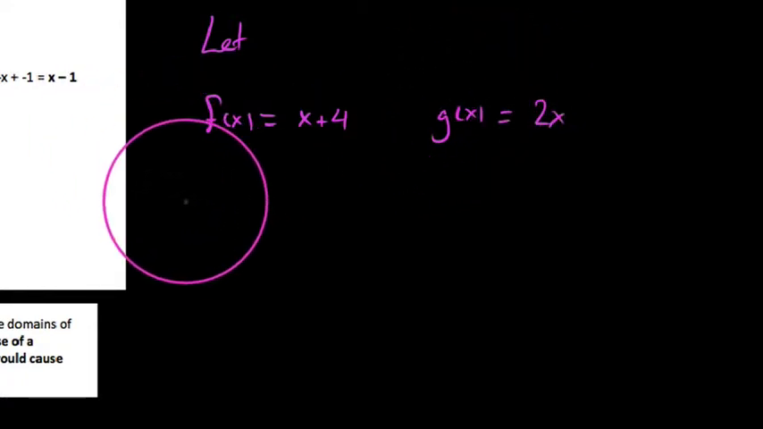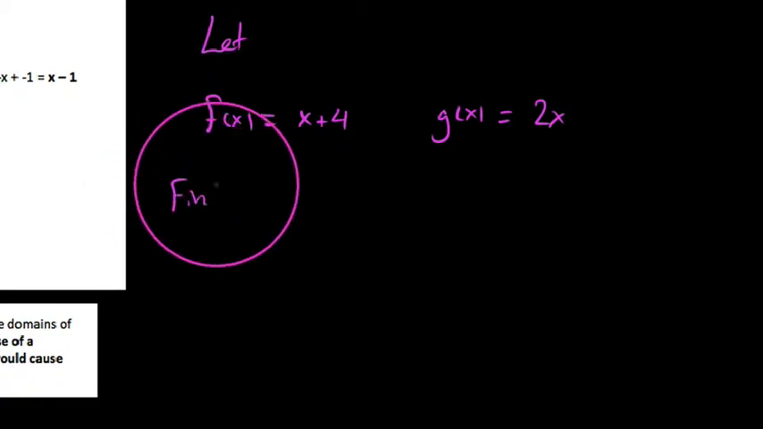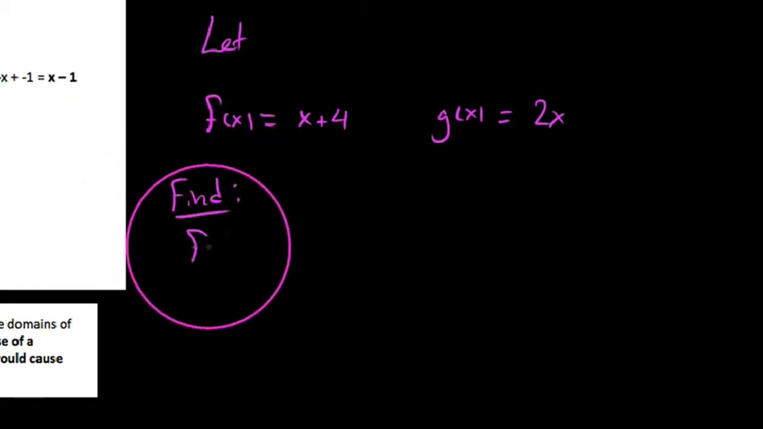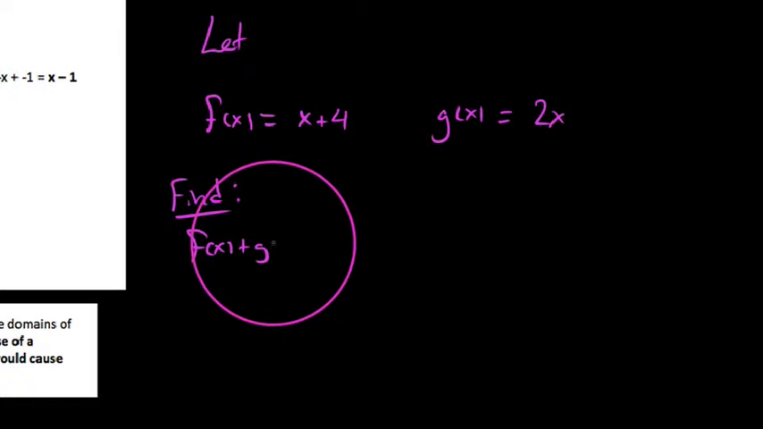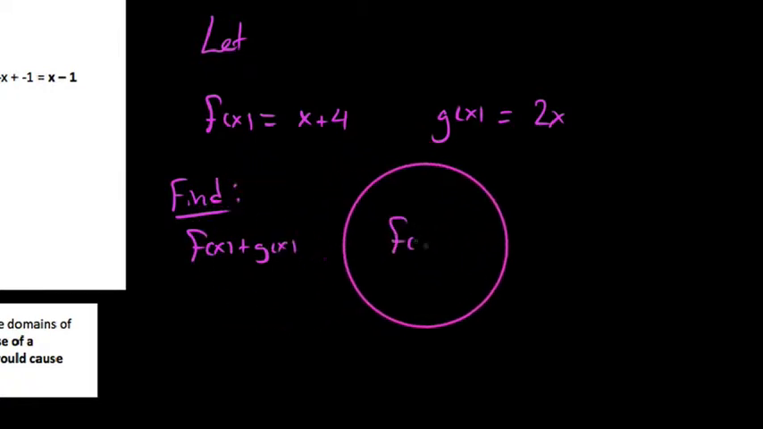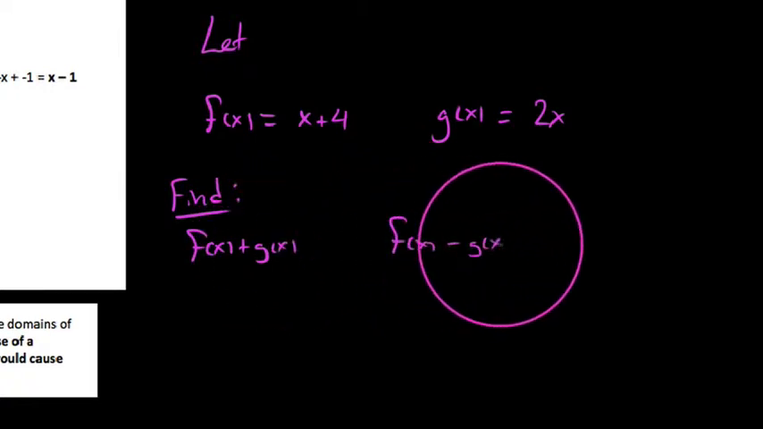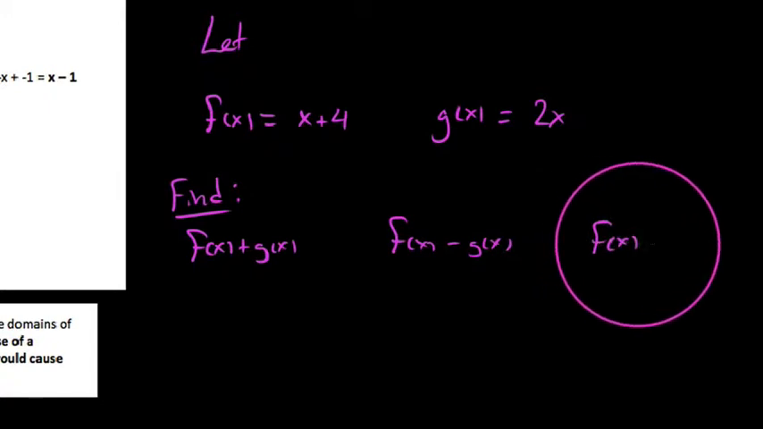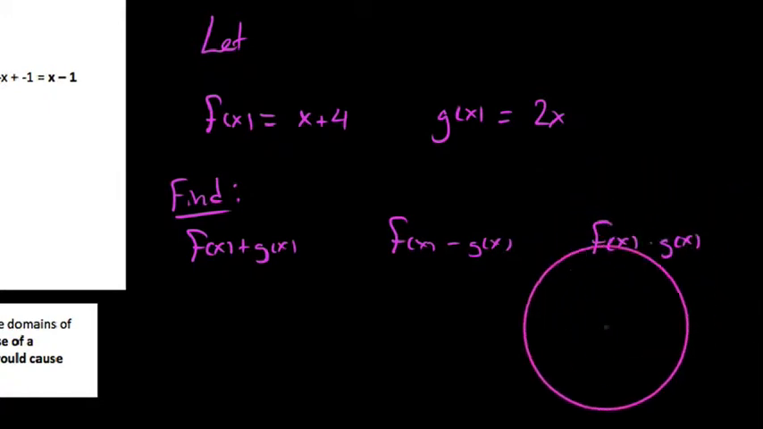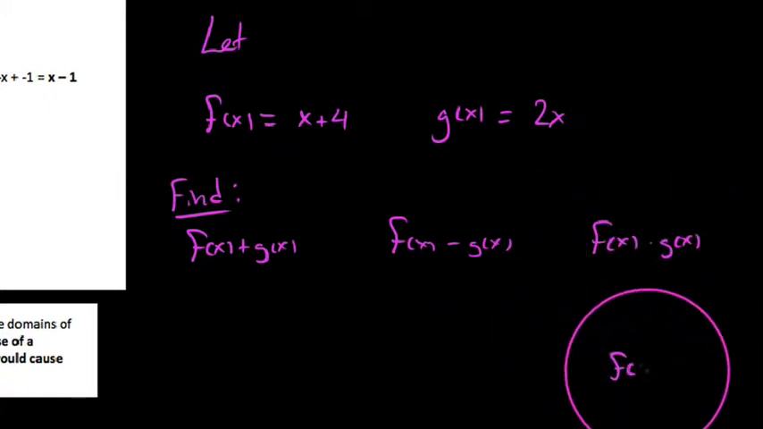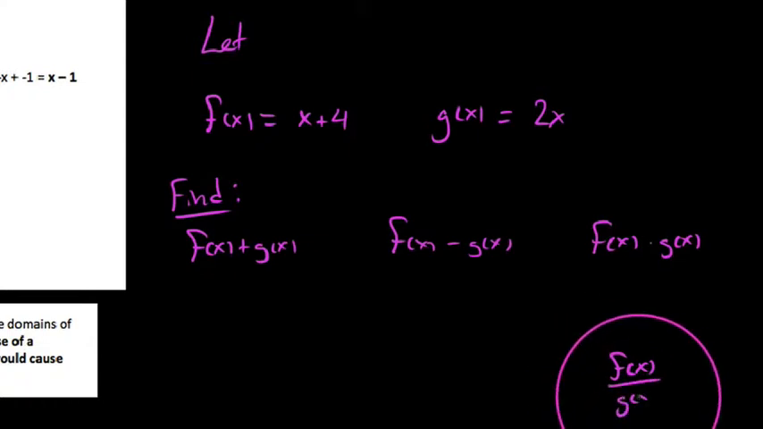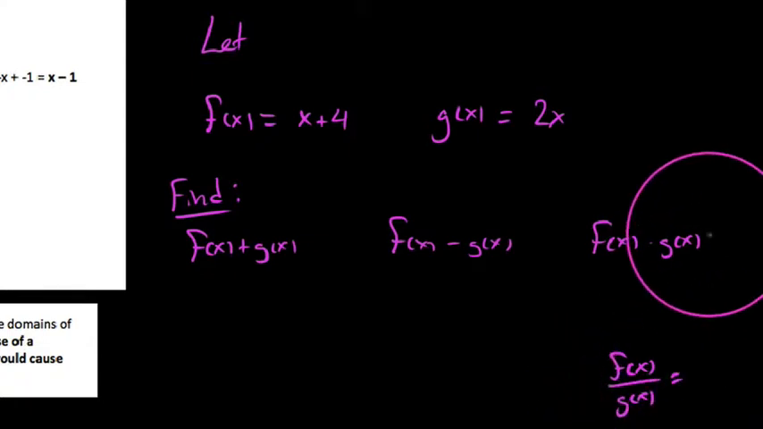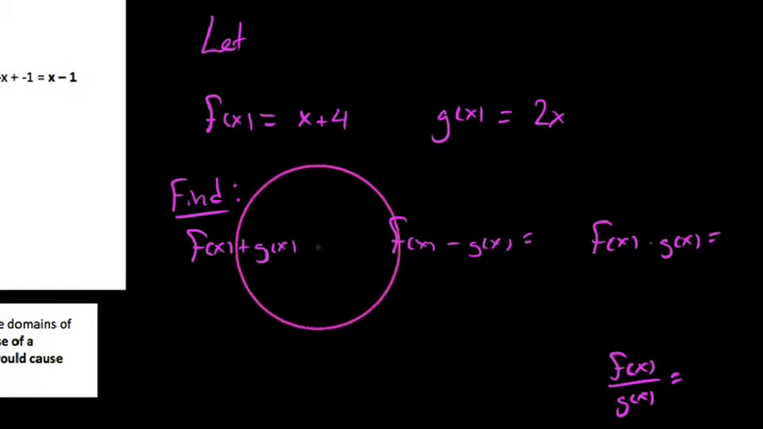What I want to do is these four things. We are going to find f of x plus g of x, f of x minus g of x, f of x times g of x, and f of x divided by g of x. I'm going to write it this way. The interesting thing here is we can actually find all of these just by direct substitution.